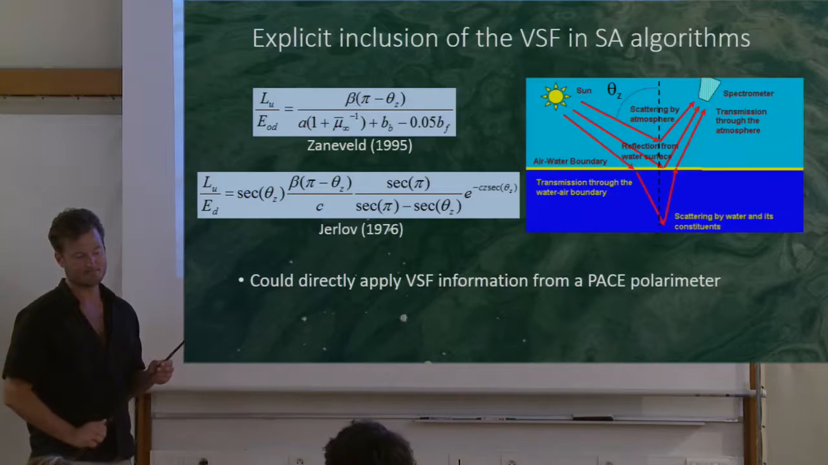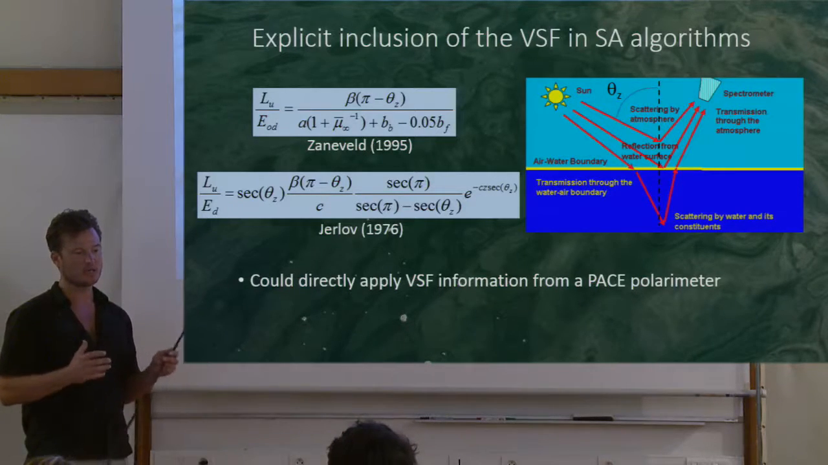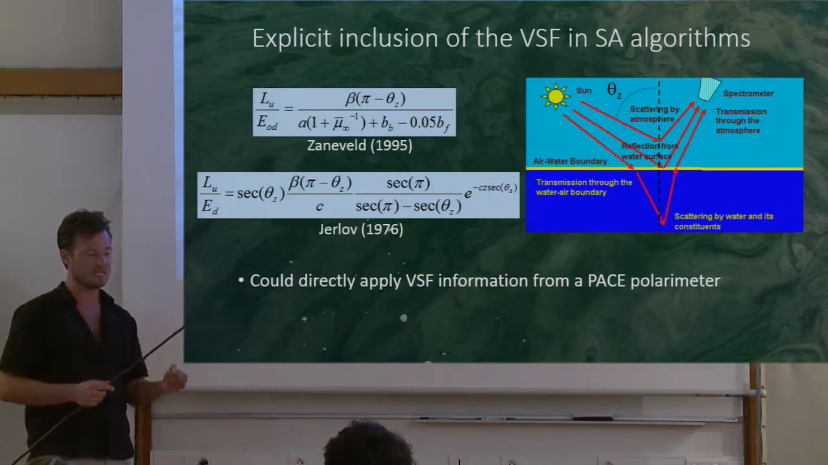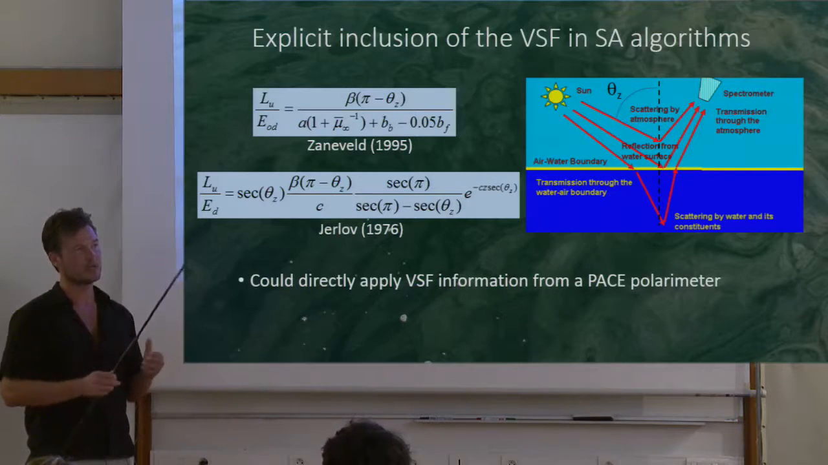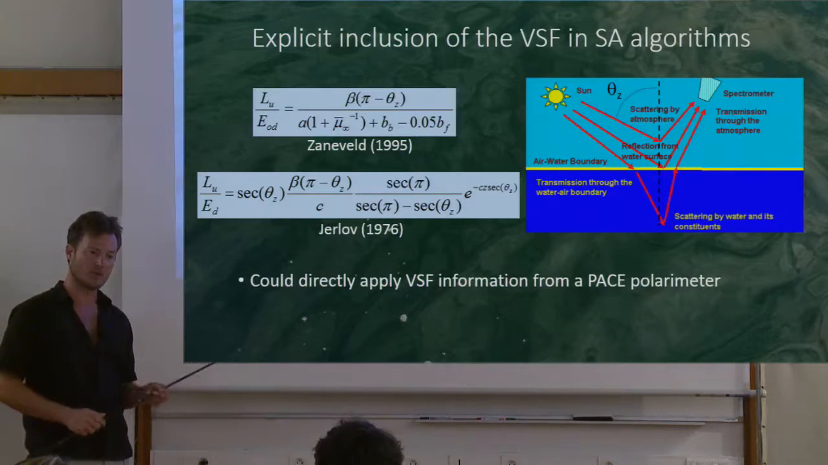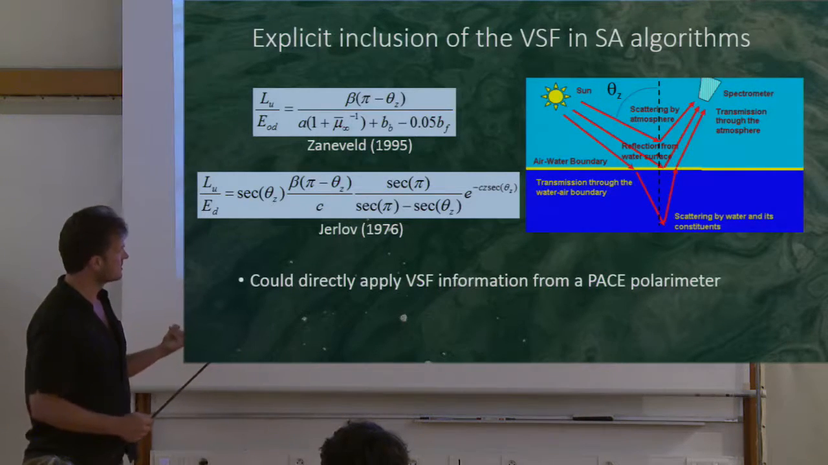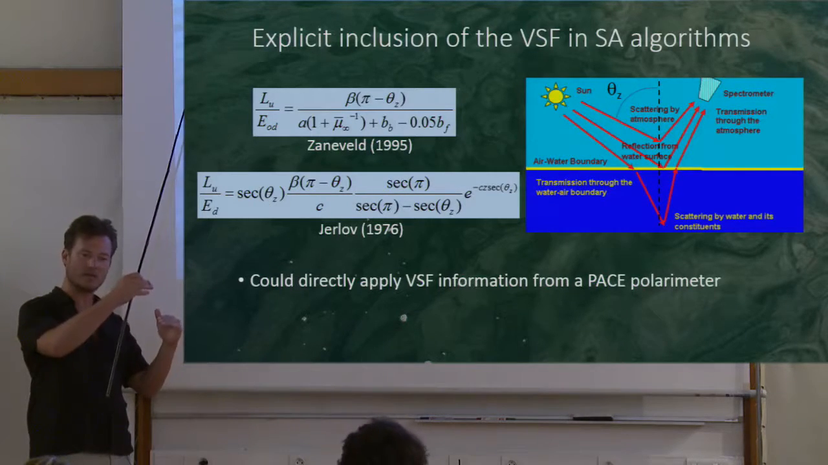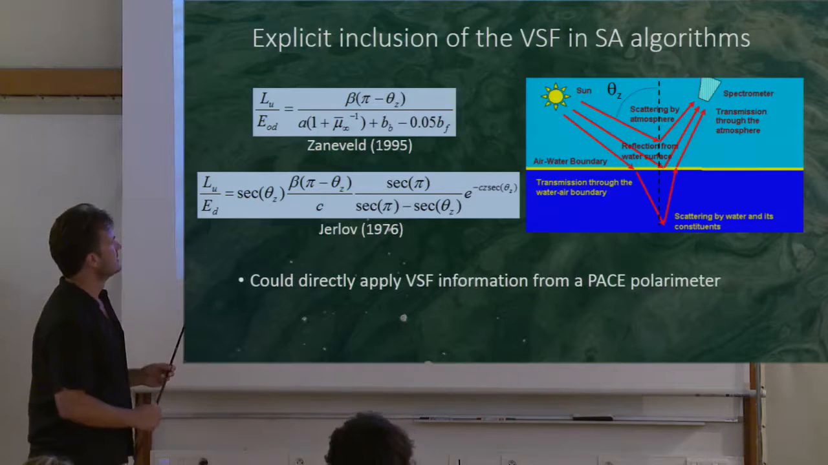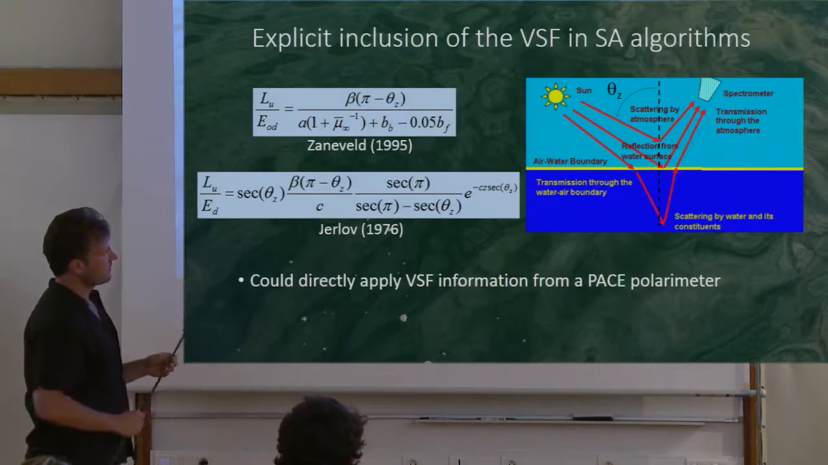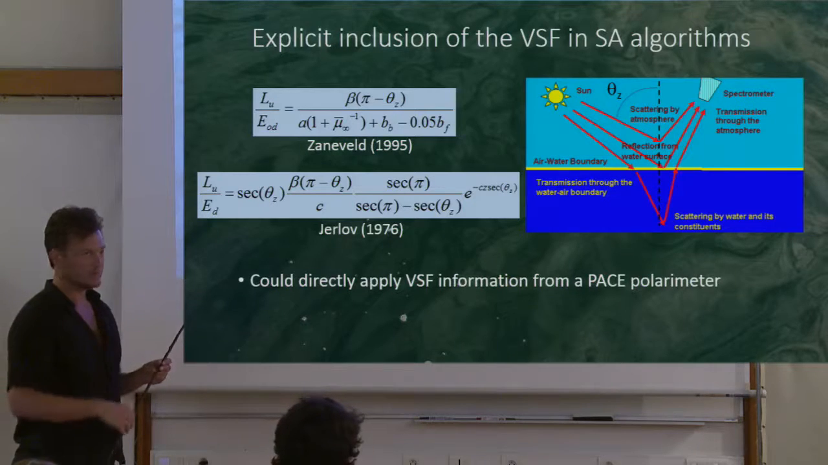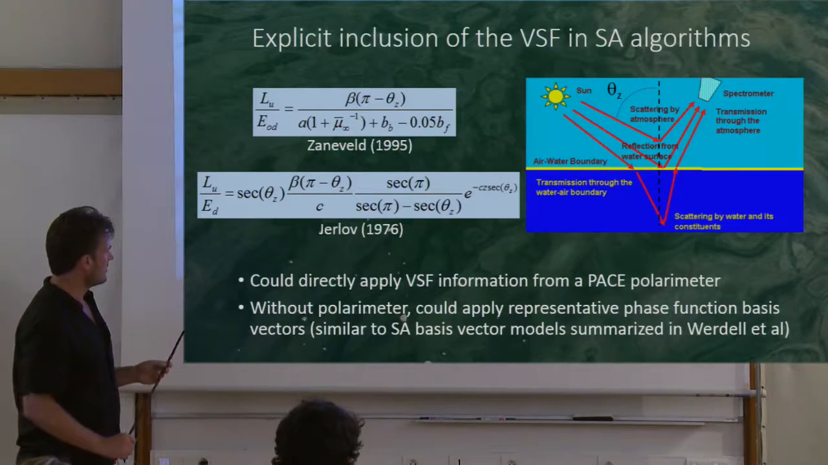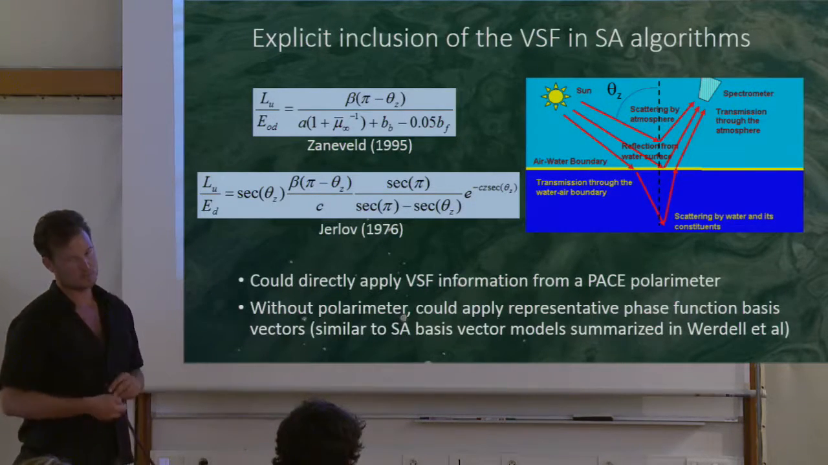Part of the shape analysis we're doing right now is to get clusters, to basically understand how many variables we need to completely explain most of the variability in the VSF shape parameter. With two clusters and a phase function, it's essentially one variable, because you've got one weighted by alpha, and one minus alpha for the other, and you add the two together. You could also use VSF information from a PACE polarimeter, which is planned to be coupled with the ocean color imager. Or without polarimetry, you could use representative phase functions, which is what I was just talking about.